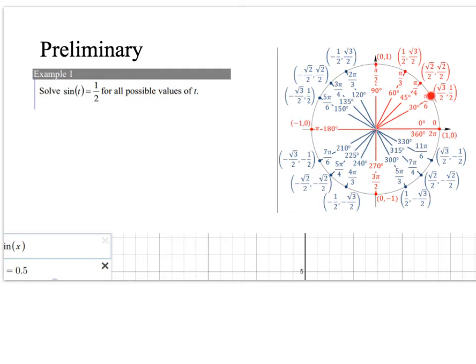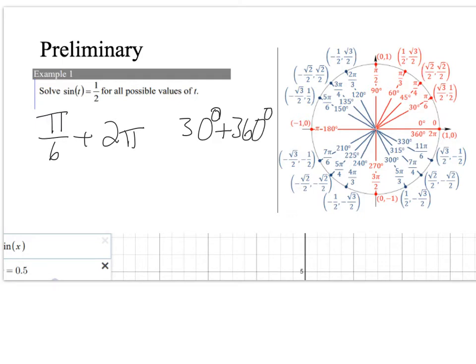So what we've got to do is think about how I can get back to this point. What other angle of rotation is coterminal to this angle of rotation? Well, we have to go all the way around again in order to get back there. So the way we write that mathematically is to say pi over 6 is a solution, and then we're going to add 2 pi radians. Or if we think about it in degrees, it would be 30 degrees plus 360 degrees. And to get back there again, we'd have to go all the way around again and add another 2 pi or another 360.